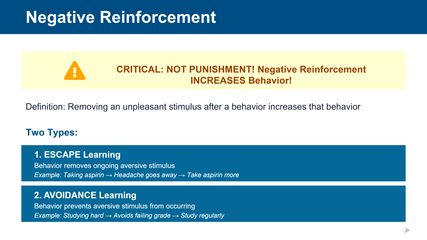Avoidance learning is when a behavior prevents an aversive stimulus from occurring. You study because you want to avoid failing. You fasten your seatbelts to stop that annoying beeping sound.